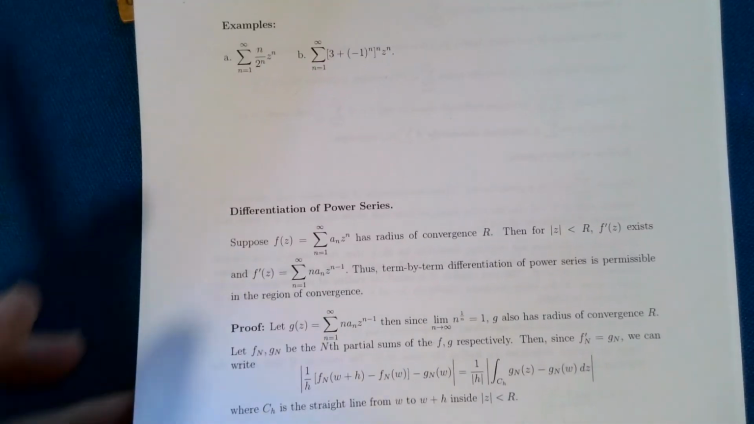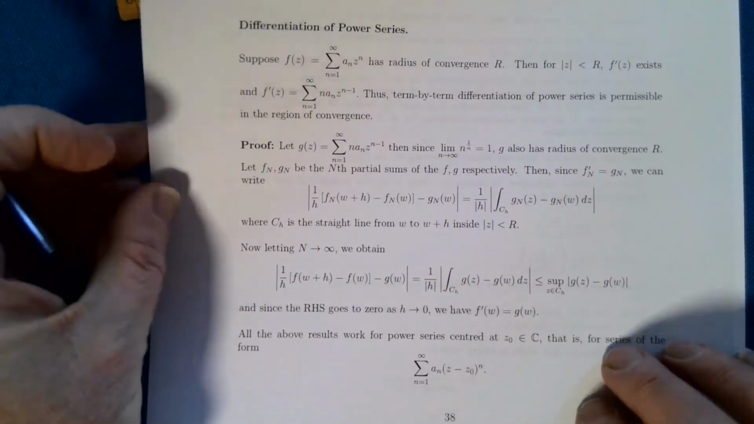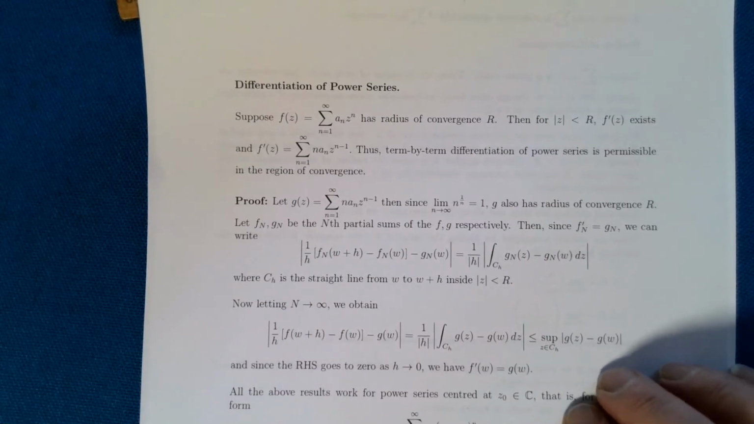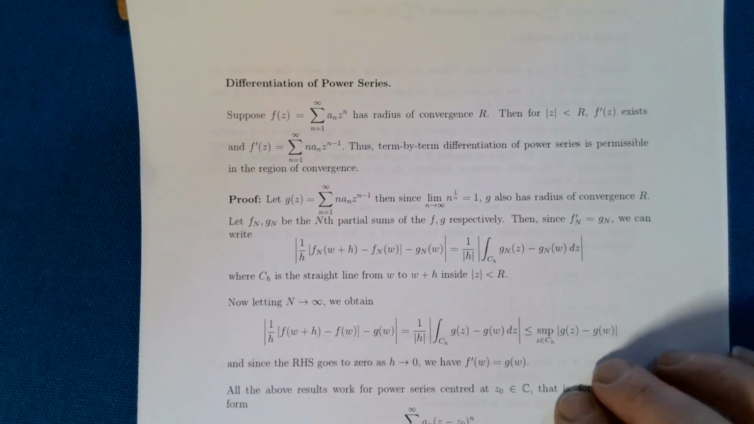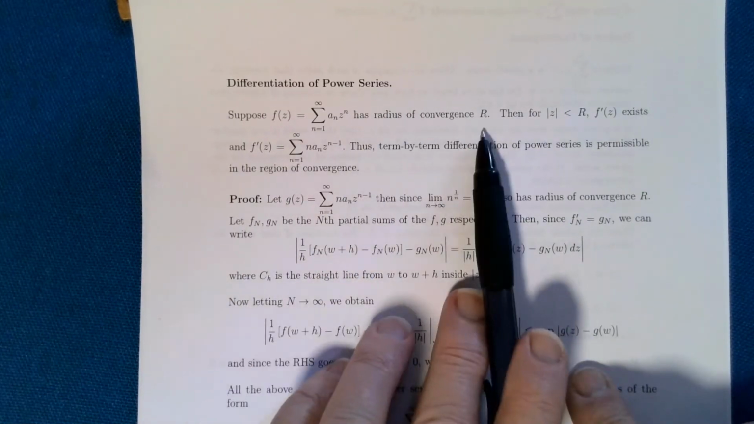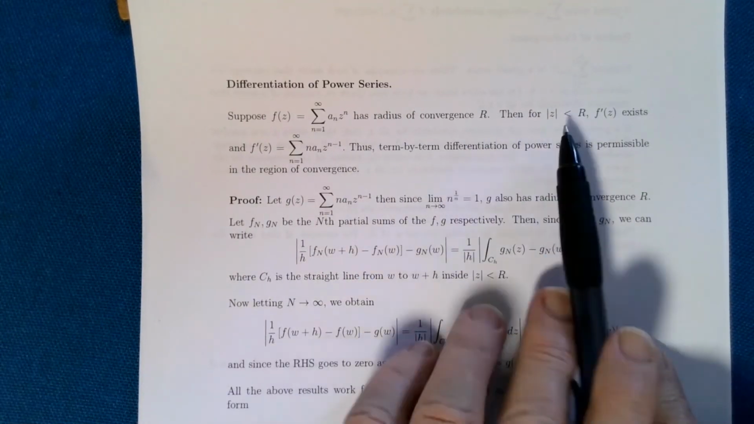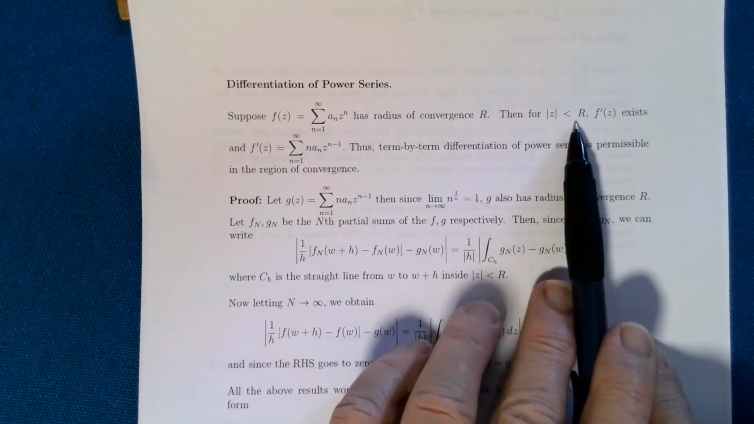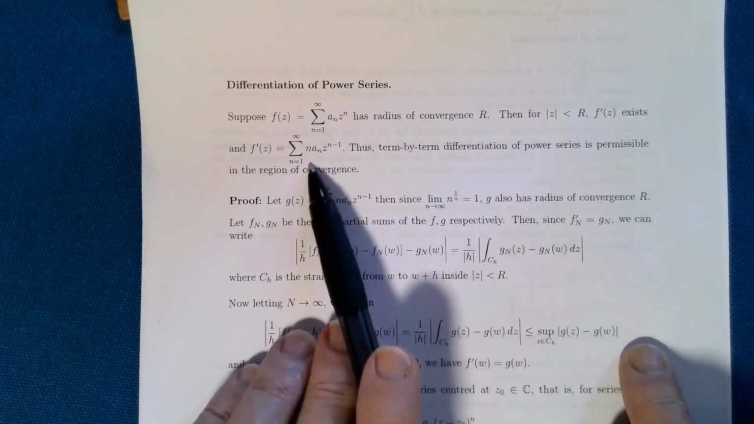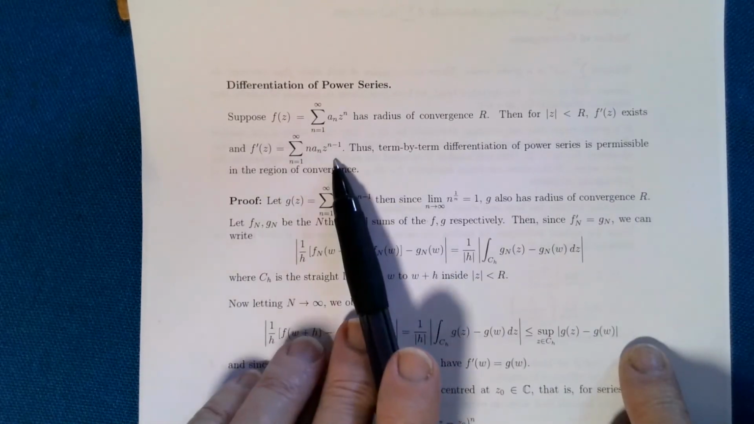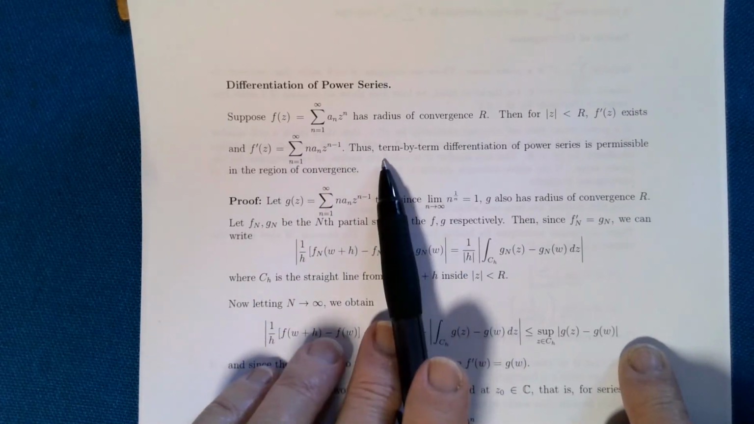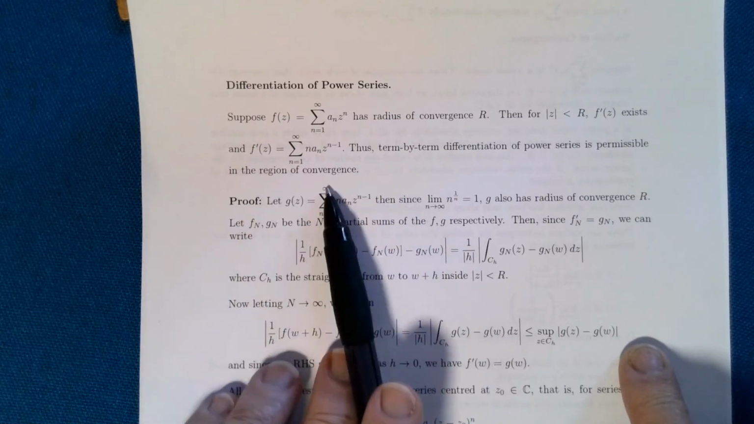One of the lovely things about power series, of course, is that you can kick them around. You can do just about whatever you like to them, as long as you stay inside the region of convergence, then nothing goes wrong. So if I've got a power series with a radius of convergence r, then as long as I'm inside this disk, the derivative of f exists, and you can just differentiate term by term. So you pull the power down the front, decrease by 1. So this term by term differentiation of power series is permissible in the region of convergence.